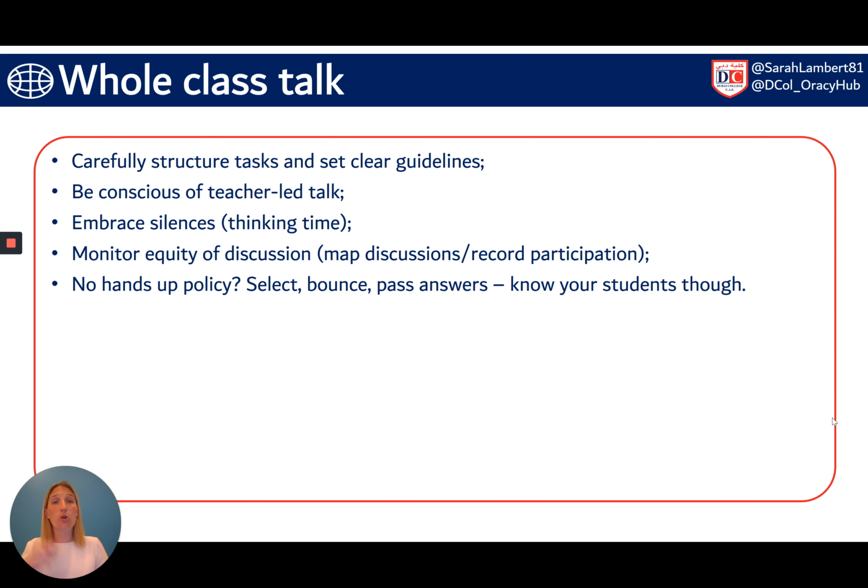Equity of discussion should be monitored, whether you're mapping in a Harkness style that I'm about to show you, or whether you're just recording participation on a tick sheet over a week, just to make sure everyone's had a go, especially if you're online and people can disappear behind the screens.